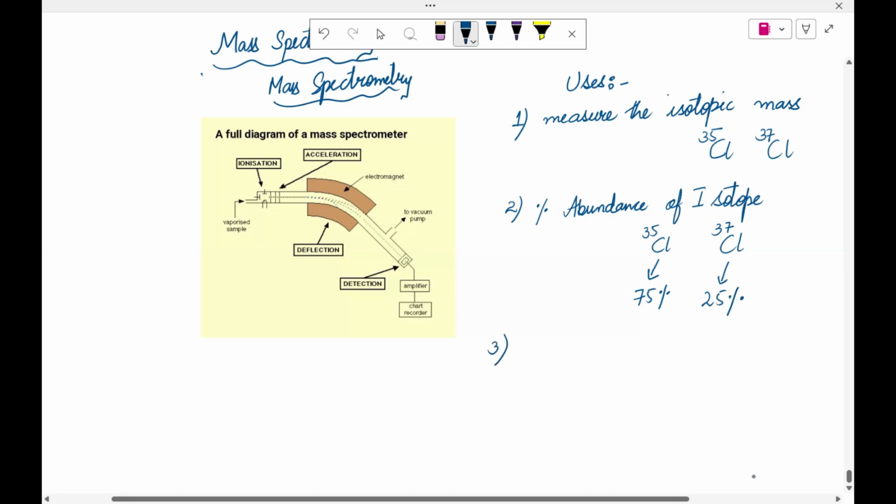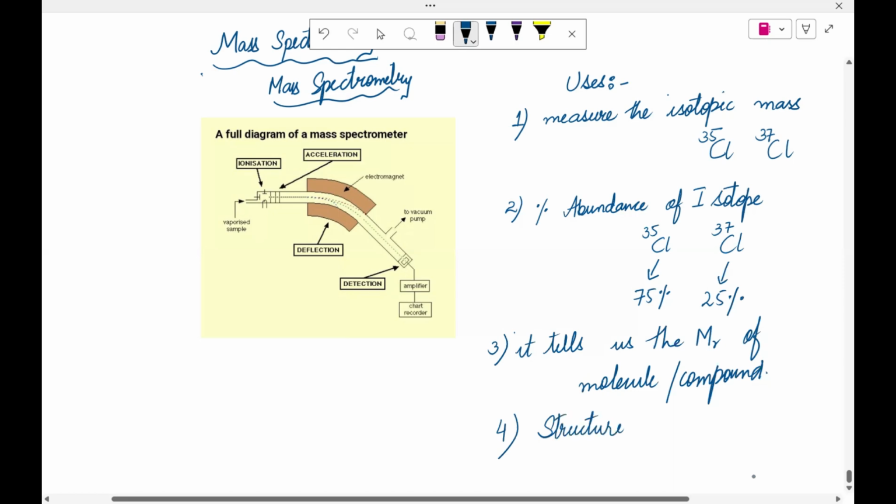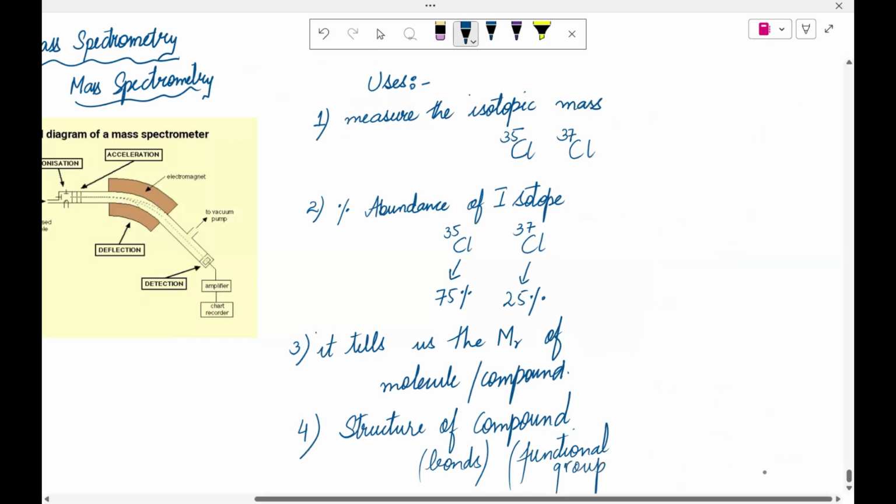The third use is that it tells us the molar mass of a molecule or compound. And the fourth thing is that it can also tell us about the structure of a compound. Structure of a compound means that it will help us find out the number of bonds or even the functional group attached to the molecule. In this way, we can utilize mass spectrometry.